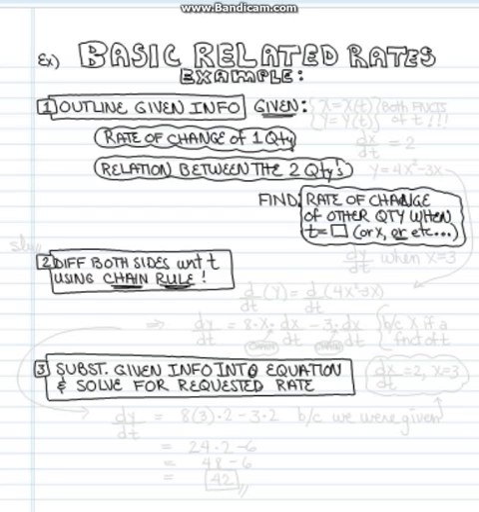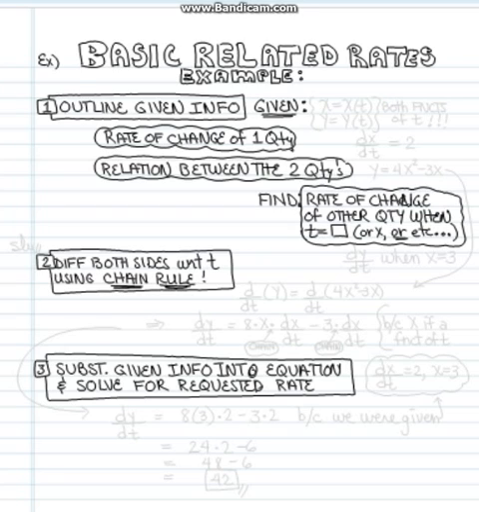You're going to differentiate both sides. Both sides of what? Both sides of the relation between the two quantities up in the first step. It's an equation that relates the two quantities that are given. You take that equation and you differentiate both sides in step two with respect to t, and you'll probably have to use a chain rule, so be careful whenever you differentiate a function of a function. And then step three, you're going to substitute the given information from step one into the result that you took in step two, and you're going to solve for the requested rate.